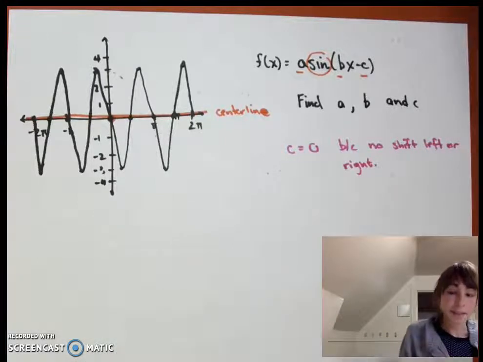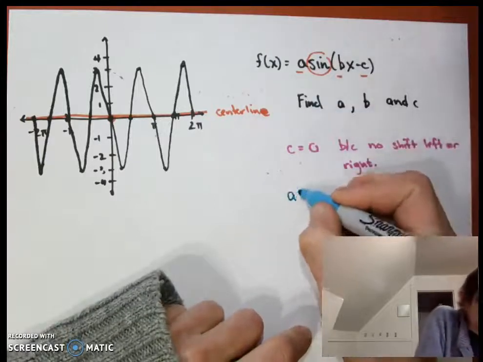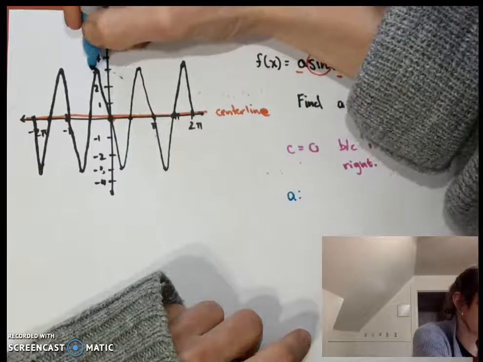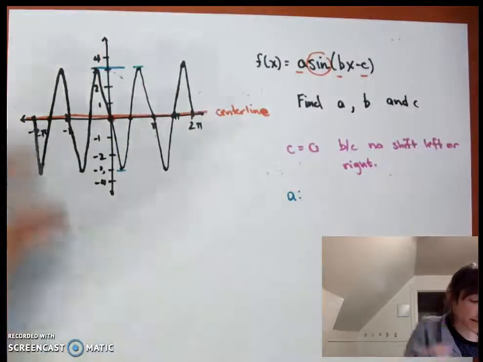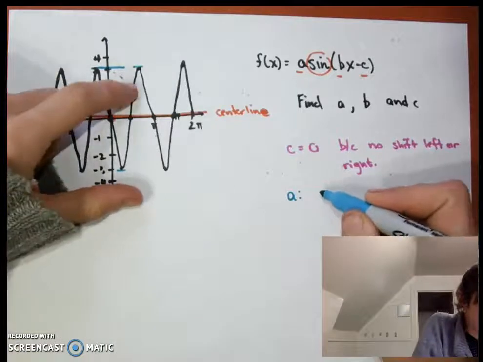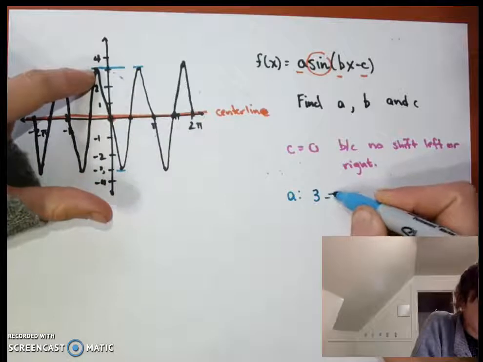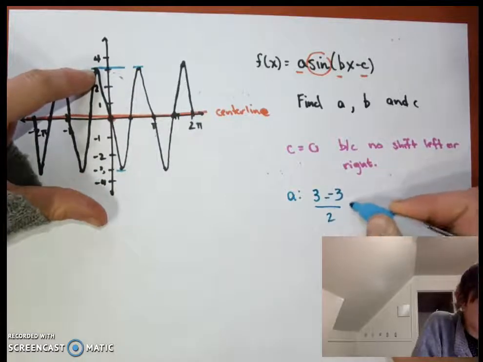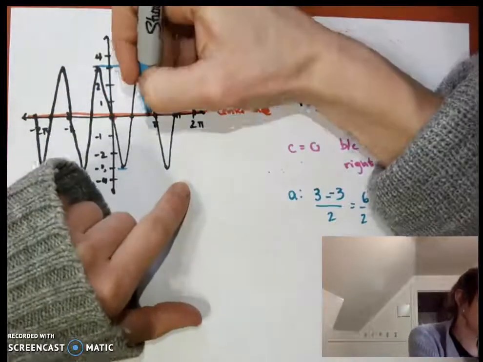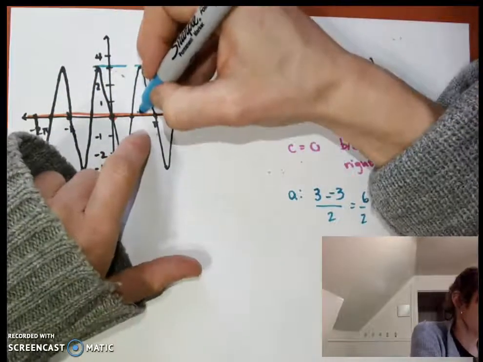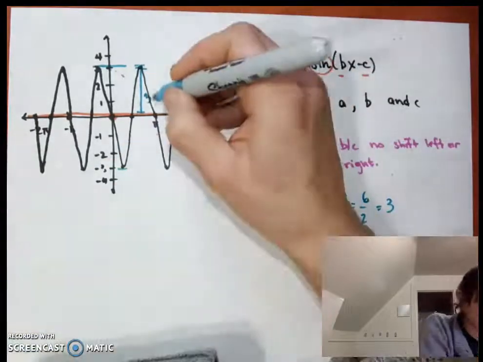The next easiest one to find is the amplitude. So to find a, we look at the difference between the highest y value and the lowest y value and divide that by 2. So that's going to be 3 minus negative 3 divided by 2, which is 6 over 2, which equals 3. We could also see that because this is centered at 0, 0, we can just look at the height of a wave, which is 3. So that's our a.